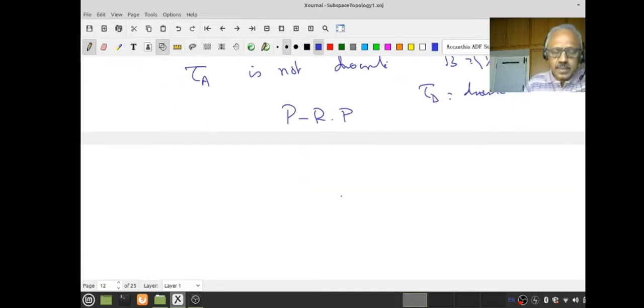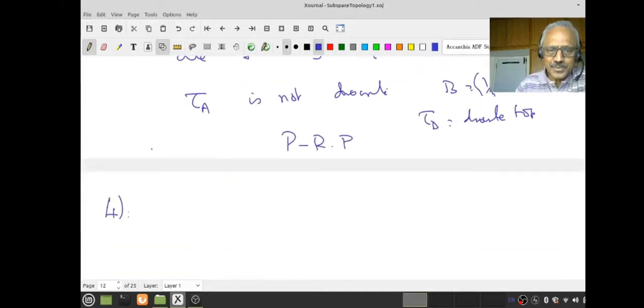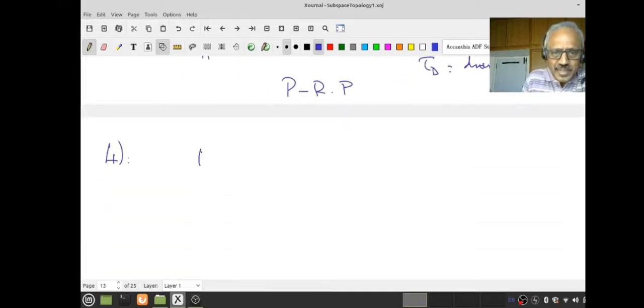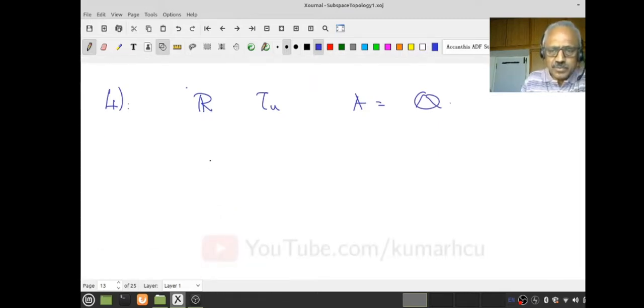Okay, now let's look at the fourth example. In R itself there are a lot of interesting things we have to do. Again take R with the usual topology, but now my subset is Q, the set of rationals. What I want to do is point out something very interesting. What I want to prove is the following. Let us look at the set V1, which is the set of all rational numbers r such that minus square root 2 is less than or equal to r, which is less than or equal to square root 2.